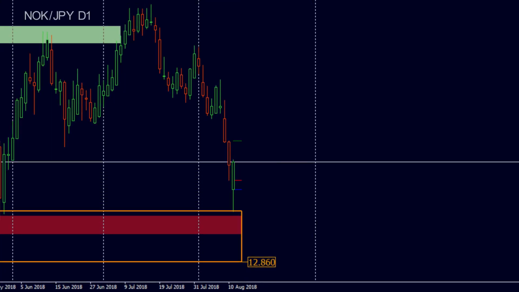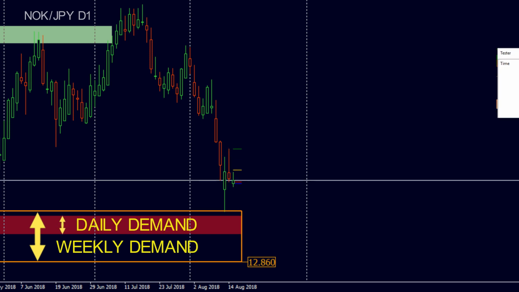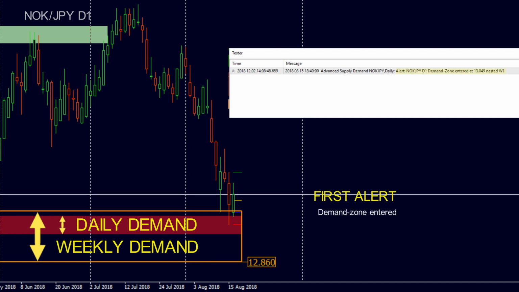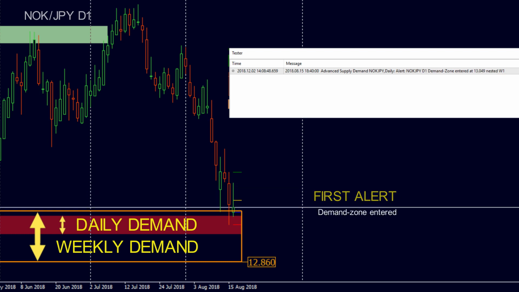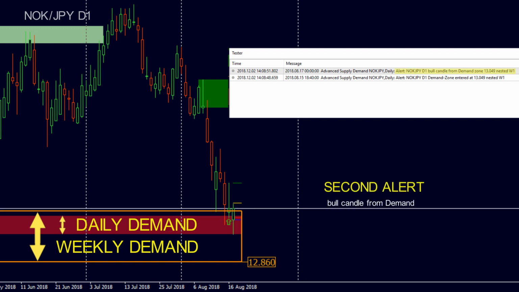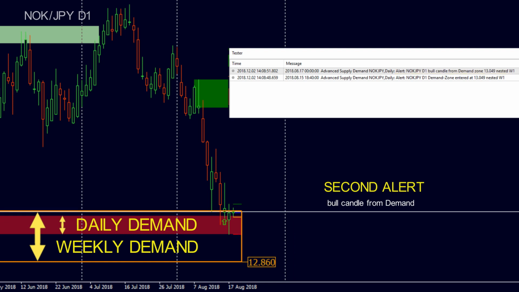In this second example, we're looking at a daily chart. The fresh daily demand zone is nested within the weekly demand zone. The first alert comes as the demand zone is entered. The second alert comes as price leaves the demand zone and a bull candle closes above the zone. This signals an opportunity for a long trade, in other words, buy.